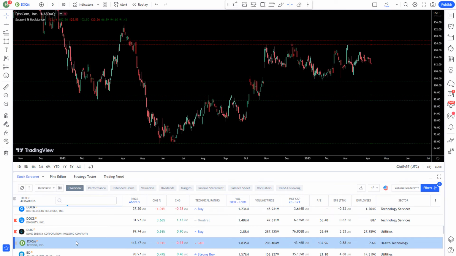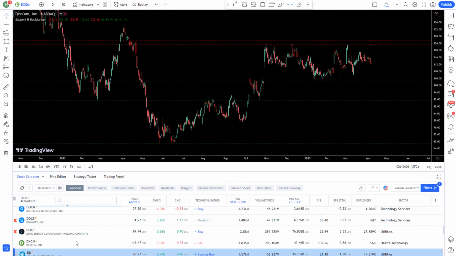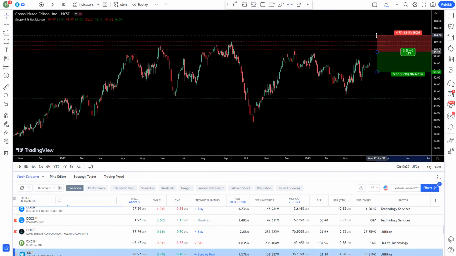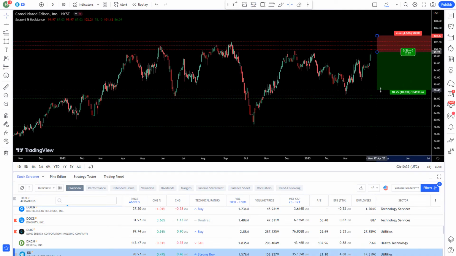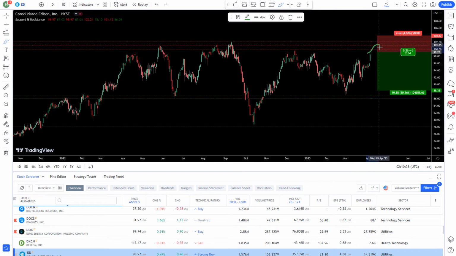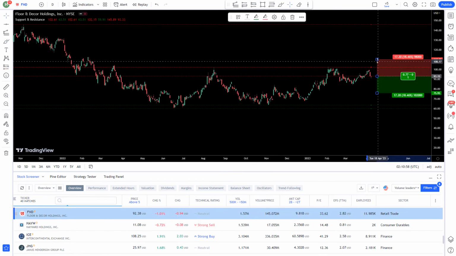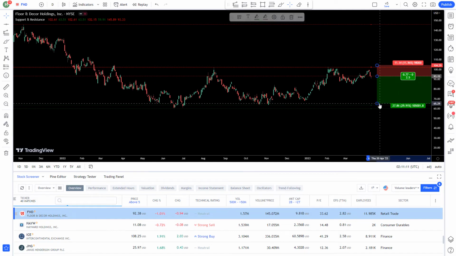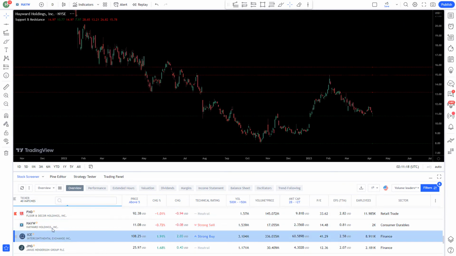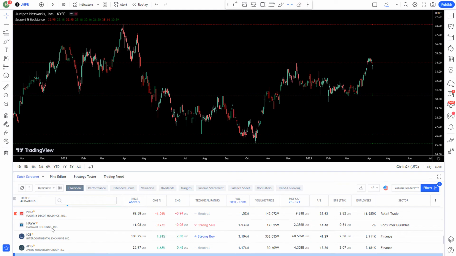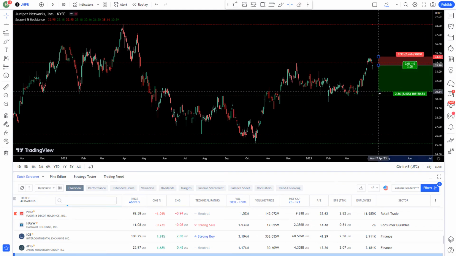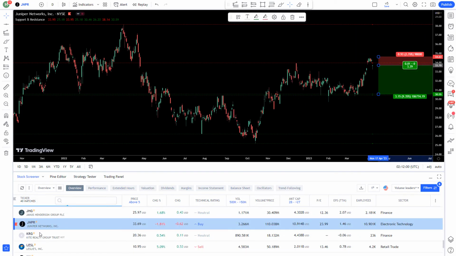Dexcom looks fairly indecisive. I know we filtered looking for longs, but this could potentially be a short. I have a video on how shorting works if you want to check it out up here. Potentially another short on FND. I guess now I'm in the shorting mood because Juniper looks weak to me.